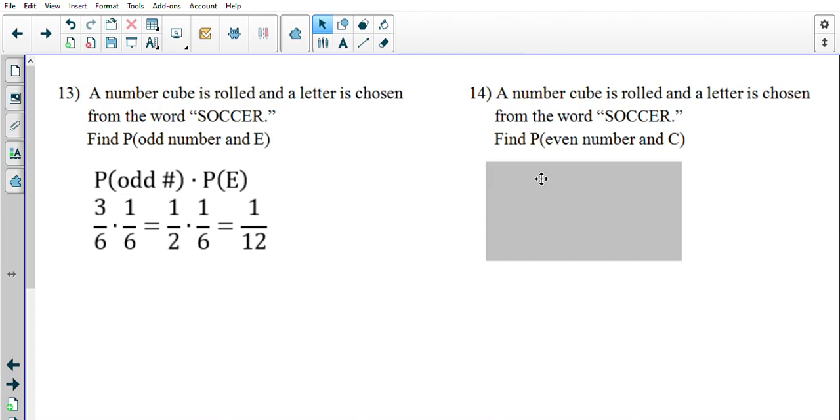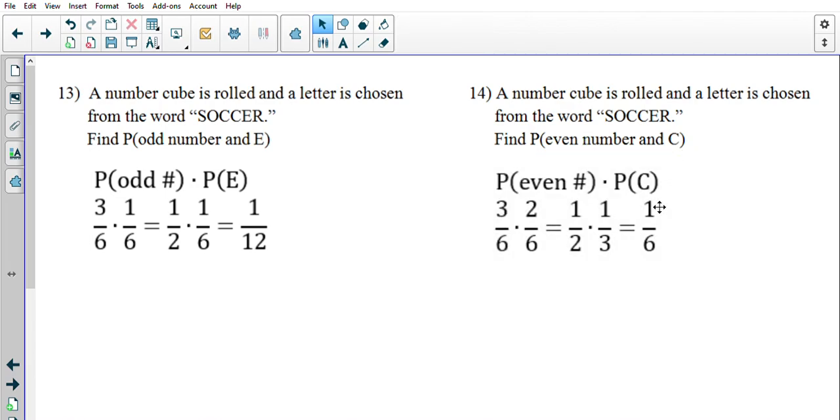Number 14, a number cube is rolled and a letter is chosen from the word soccer. What's the probability of an even number and a C? Even number is going to be 3 out of 6 again. And for C, we have 2 C's out of 6 letters. So that's 1/2 times 1/3, which is 1/6.